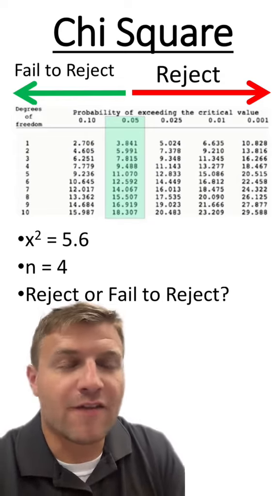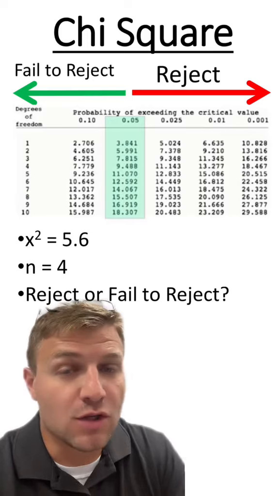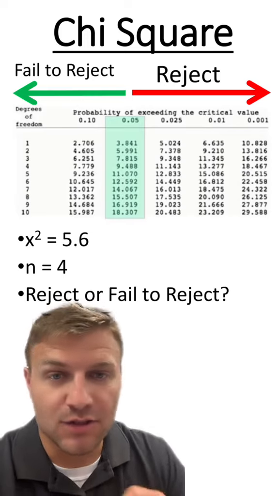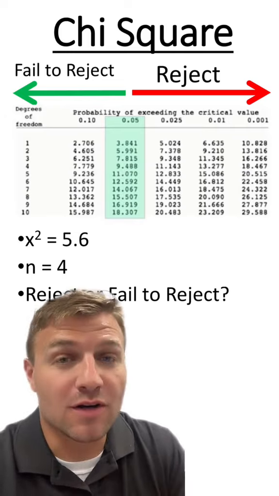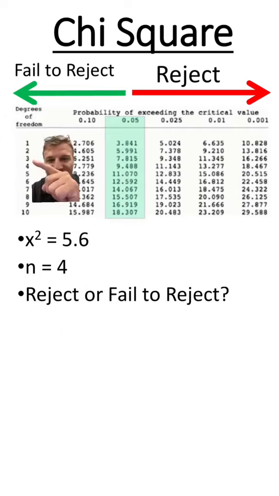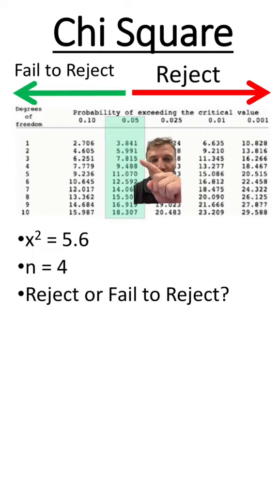So remember, we're going to have to find the degrees of freedom first. To do that, we have to take the number of outcomes minus 1. 4 minus 1 is 3. So we're going to be on the third line of the degrees of freedom. That's right here, which means our critical value is going to be 7.815.